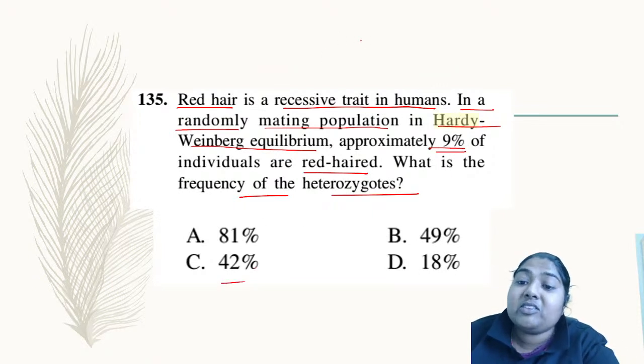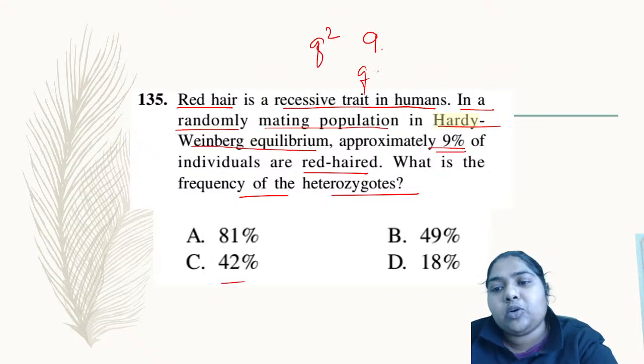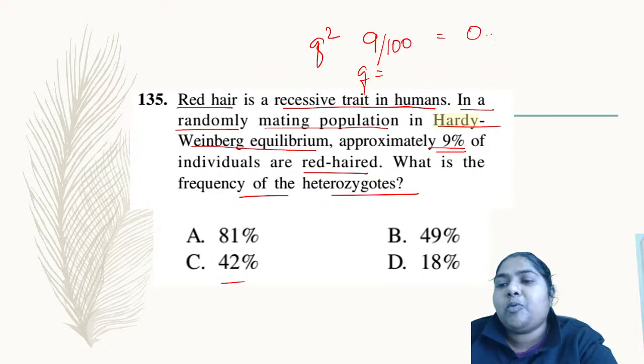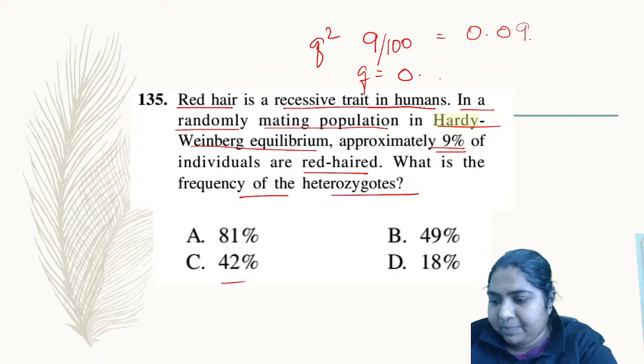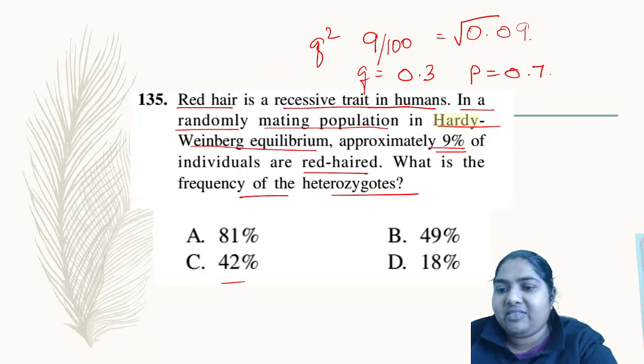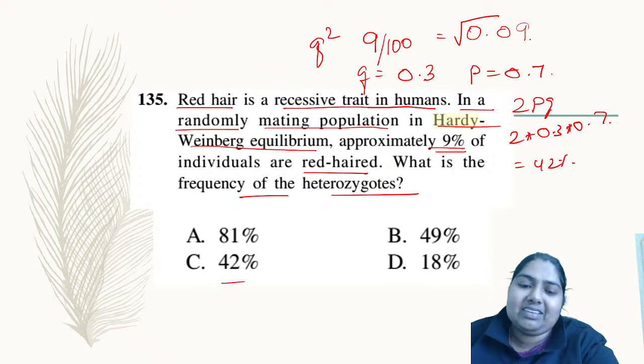So how did we get it? This is going to be 9, isn't it? Yes, 9% is going to be your q squared. So what should be your q? Yeah, it is going to be 9%, so 9 by 100. So 0.09. So the square root is going to be, yes, Ramprabha, good. The square root of 0.09 is going to be 0.3. So what is p? 0.7. So what is 2pq? So it is going to be 2 into 0.3 into 0.7. So it is 42%. Got it, everybody?